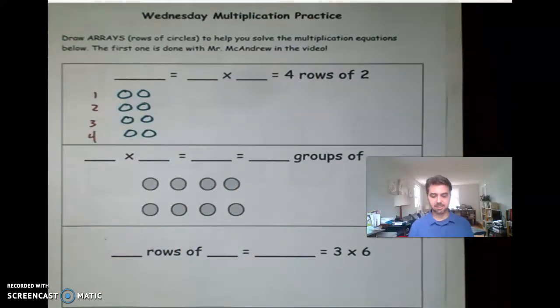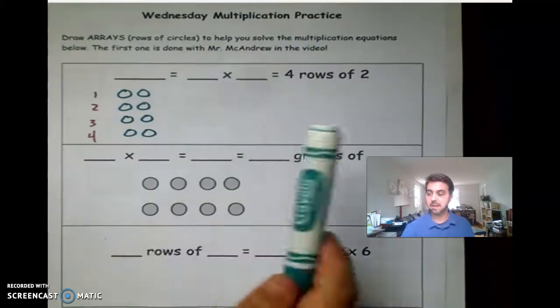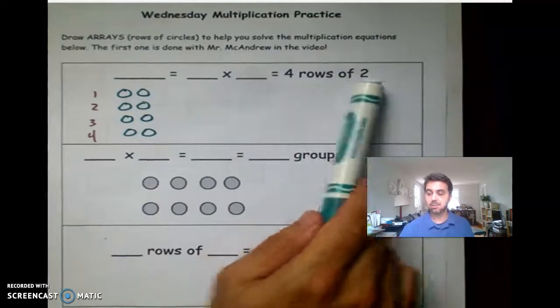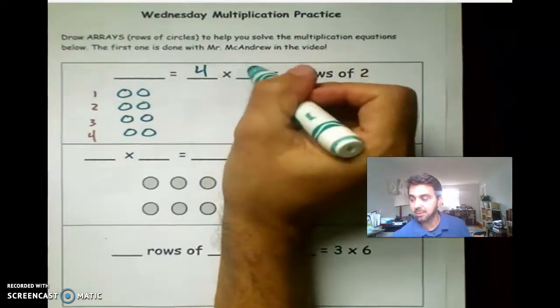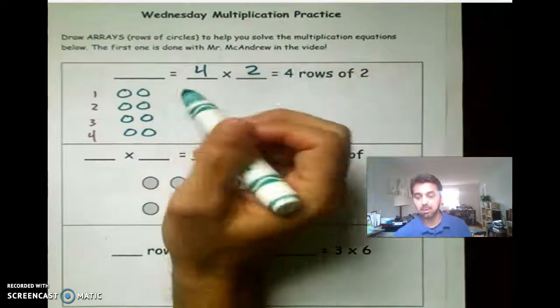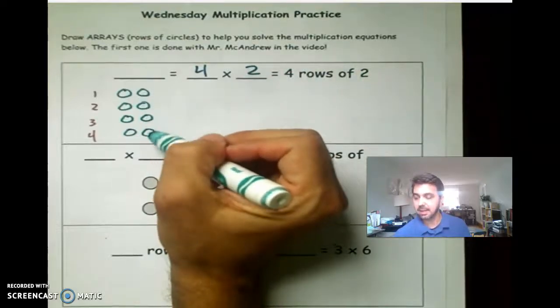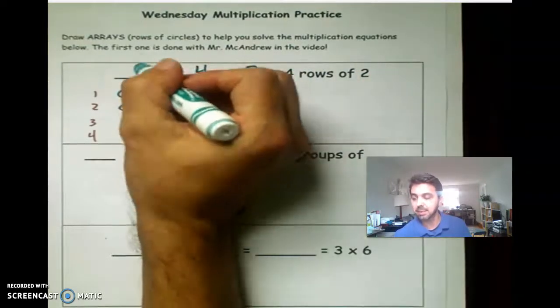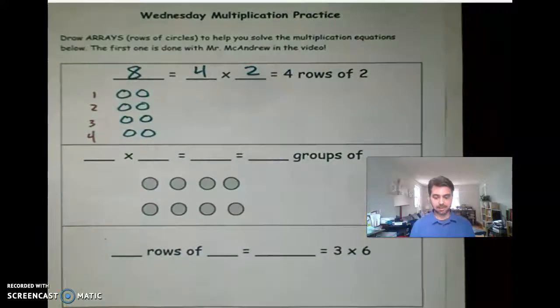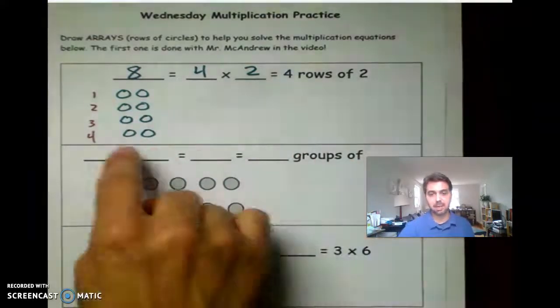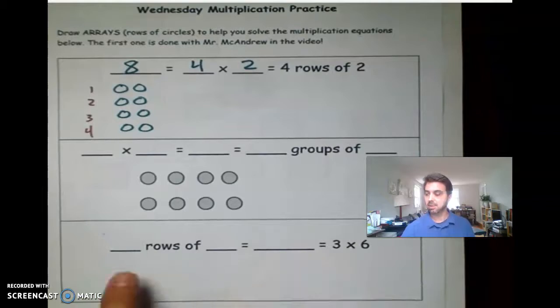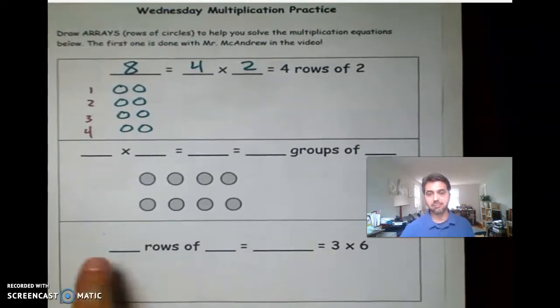Easy peasy. All right, and then you would figure out what are we multiplying? We have 4 rows of 2, right? So that would be 4 times 2. And what does that equal? Well, let's see, 2, 4, 6, 8. 4 times 2 equals 8. Okay, so sometimes it'll give you the picture and you have to figure this part out. And sometimes you will get the multiplication sentence and you have to draw the picture and fill in the rest of it.